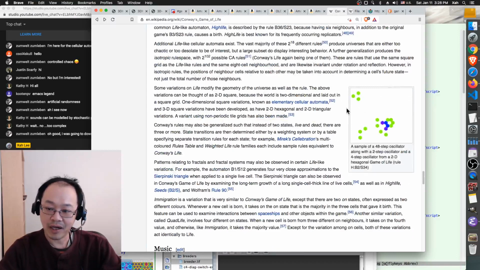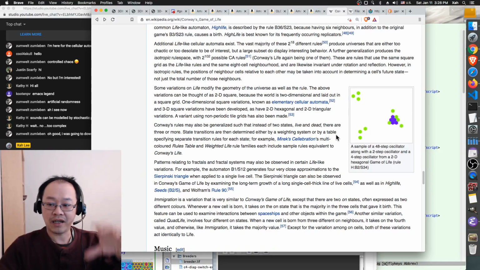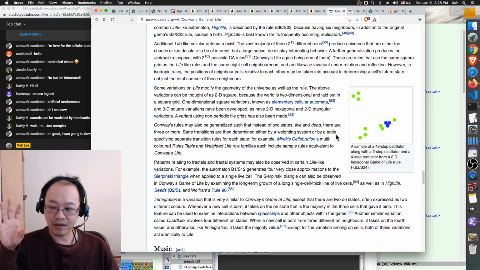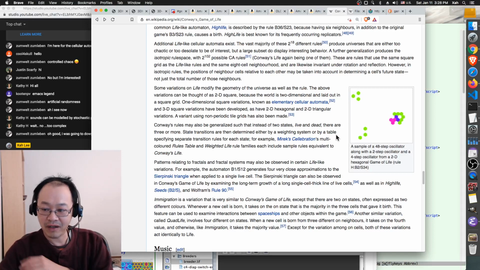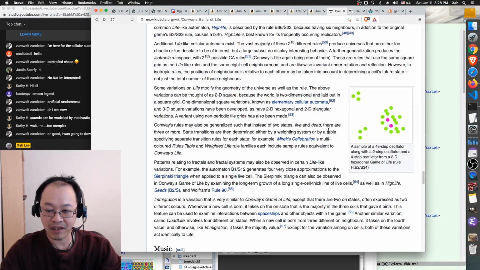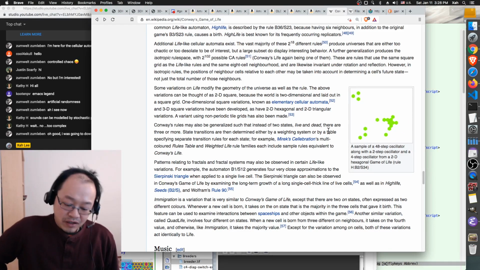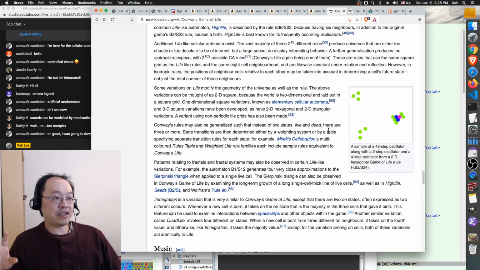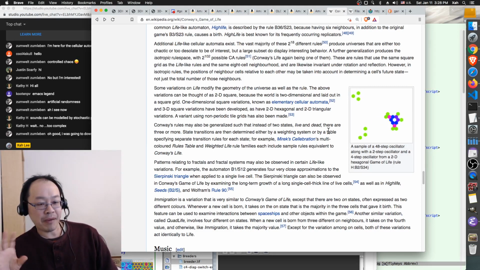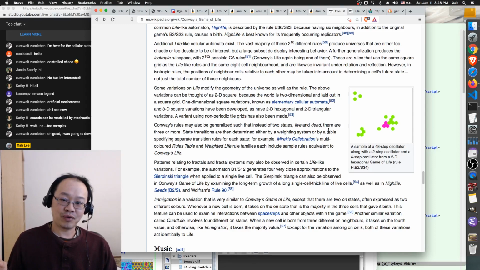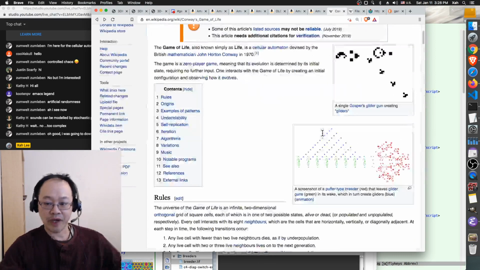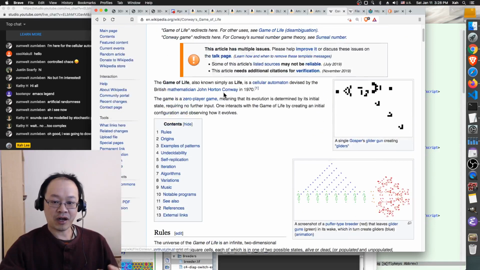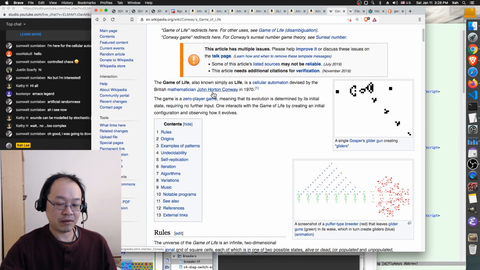So for example, on Wikipedia they show this one, which is based on a hexagonal grid. Then you have different situations, and you see different patterns emerging. This Game of Life was originally trying to model population. Conway, John Horton Conway, a very well-known mathematician, he's a British guy.